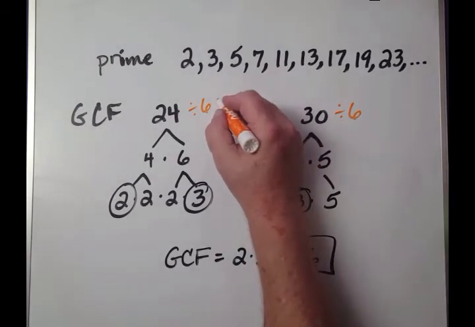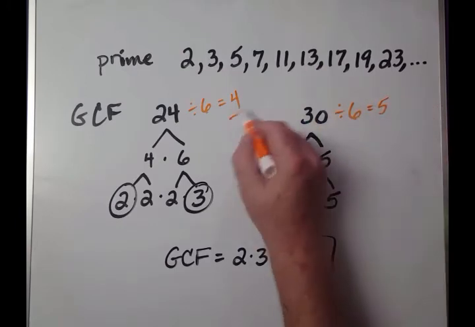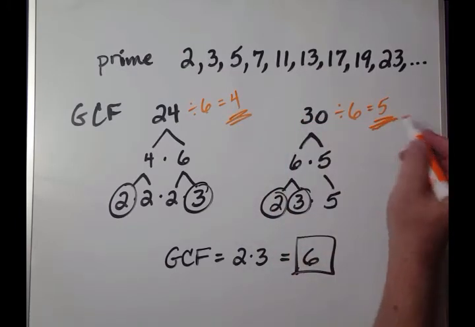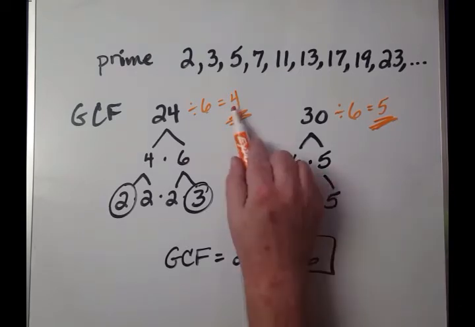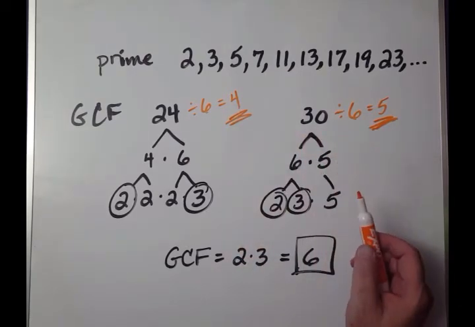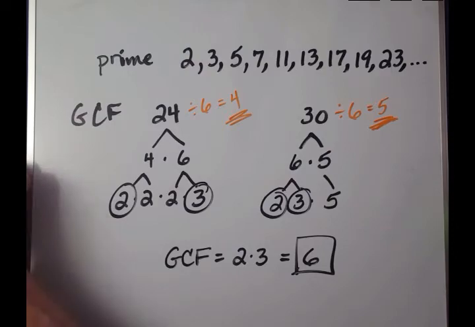If I were to divide both of these by 6, here it would leave behind a 4. There it would leave behind a 5. Do 4 and 5 have any factors in common? In other words, if I ask you to reduce 4/5, is there anything you could divide out? No. And so 6 must have been the biggest thing we could divide by.